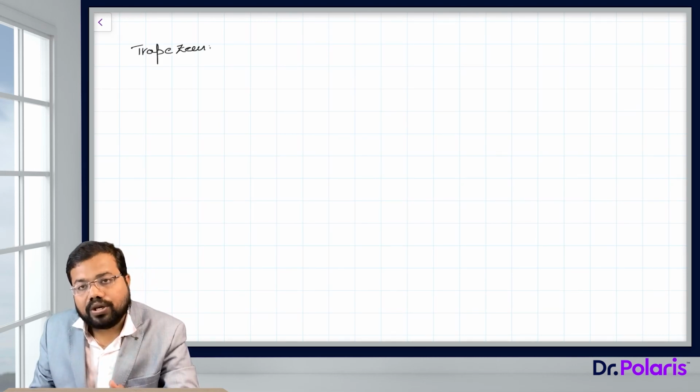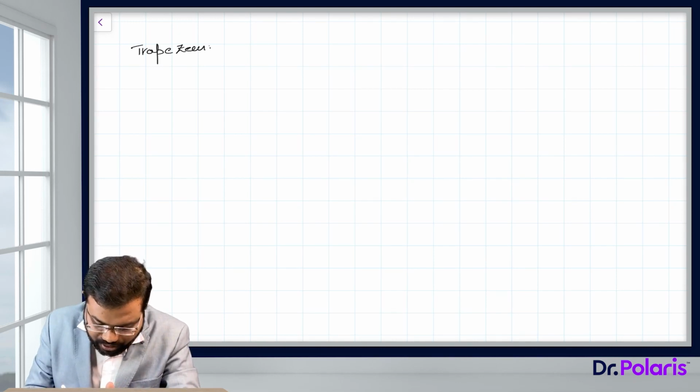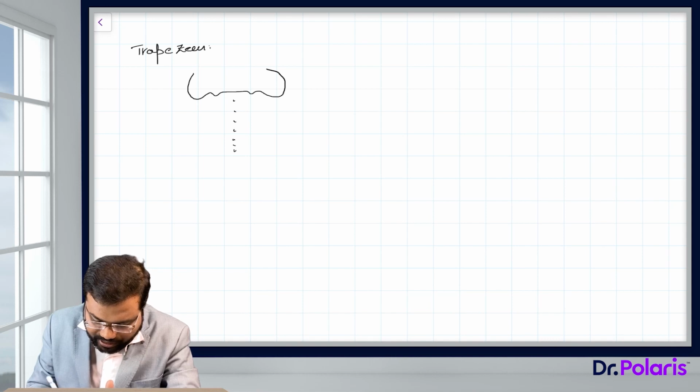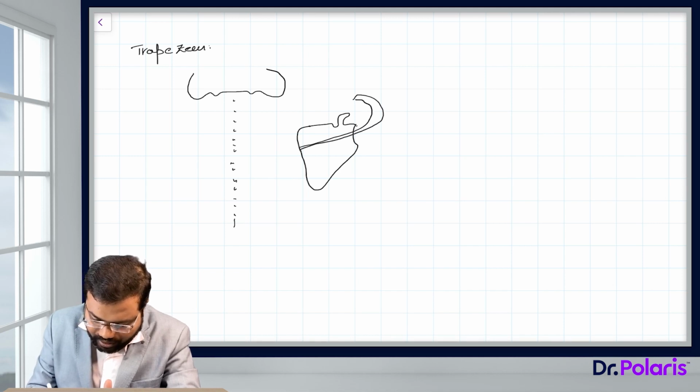Now, what is the origin? What is the insertion, nerve supply and actions? For any muscle, these are the things you have to remember. Let's draw. This is the base of the skull with its vertebrae on the posterior side, and this is a scapula. It is a posterior view. This is the scapula with its coracoid process, and this is the acromial process from the spine, and further anteriorly we have the clavicle.